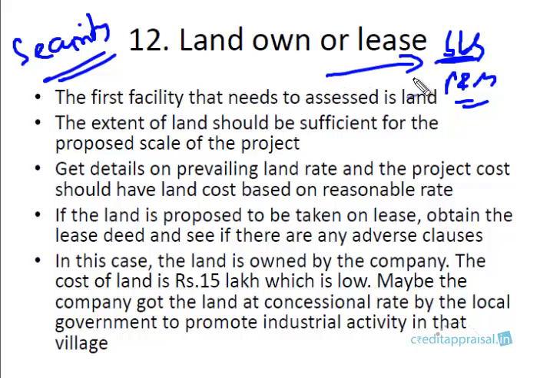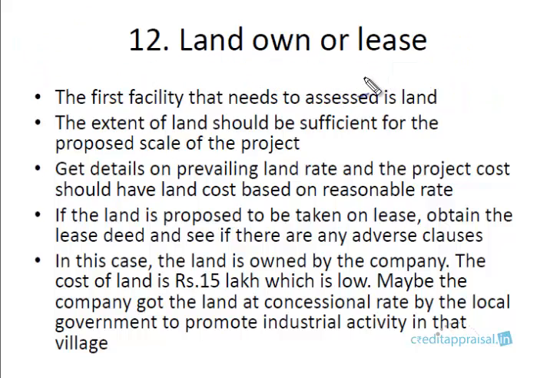Because ultimately, buildings are constructed on land. So basically, banks want equal mortgage of both land and buildings, okay? They want this to happen, and this can happen only if the ownership of the land lies with the company. They can't say we'll have only a mortgage on buildings and leave the land without security. So usually banks prefer the land to be own land of the company.